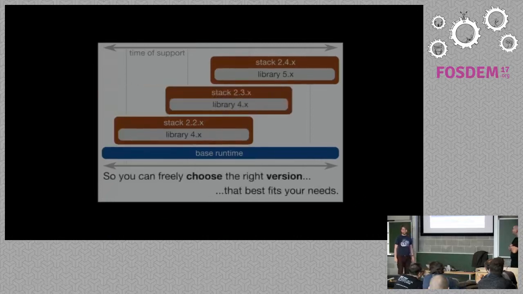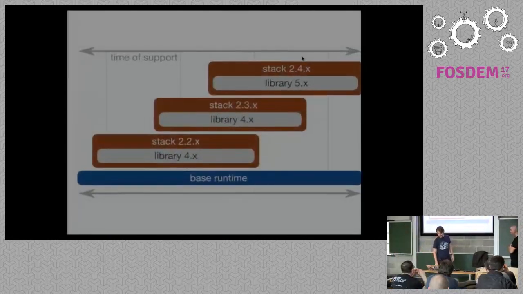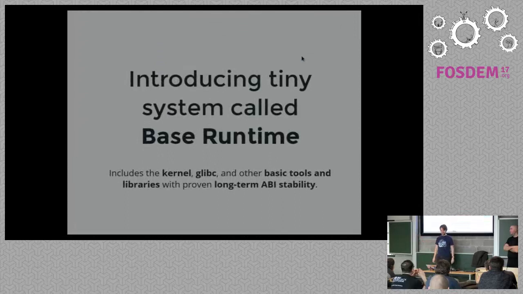Alright, so that's basically it. It will look like this. We will have something called base runtime, which is a tiny system with a pretty long life cycle, and other software. And the software will be, how do you say it in English, independent of the distribution, right? So, as I said, base runtime, this is what Peter is going to talk about, which is a small system containing software with proven API stability, like kernel and glibc, and some basic tools to make it boot.